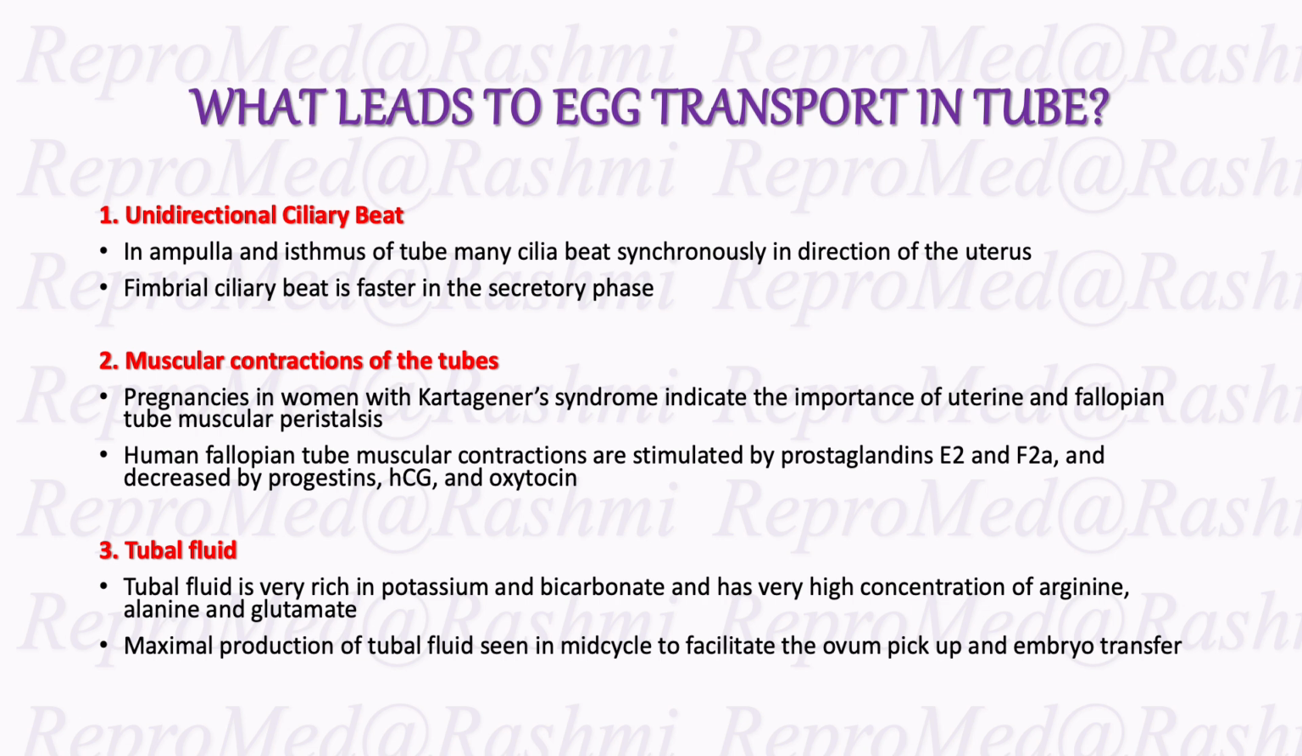Tubal fluid plays an active role in transport of the oocyte. Tubal fluid is very rich in potassium and bicarbonate and has a very high concentration of arginine, alanine and glutamate. Maximal production of tubal fluid is seen in mid-cycle to facilitate ovum pickup and embryo transfer. So all these three things are very important for the transport of the oocyte by the fallopian tube.